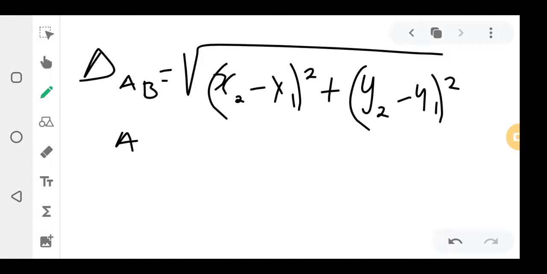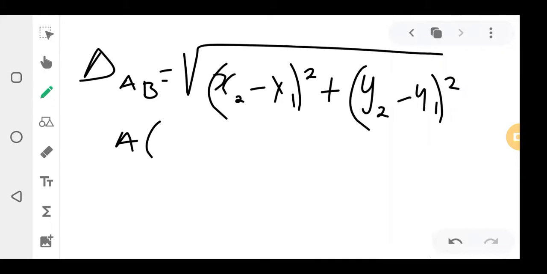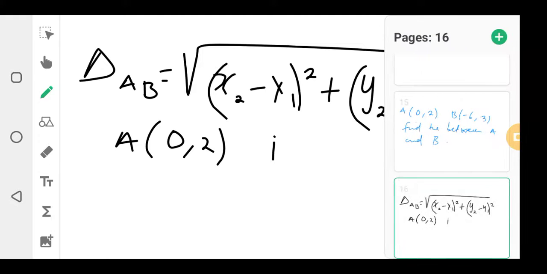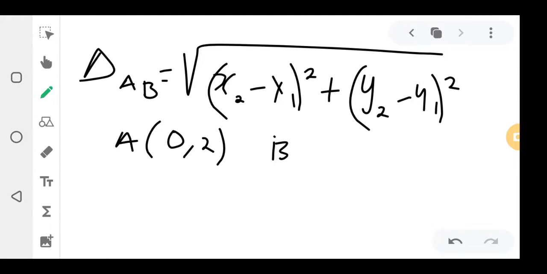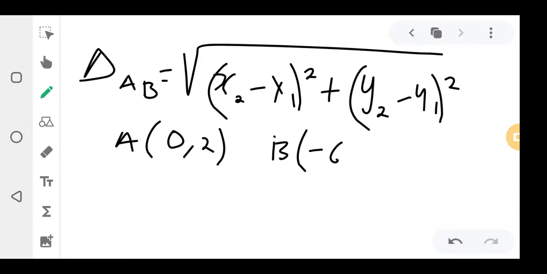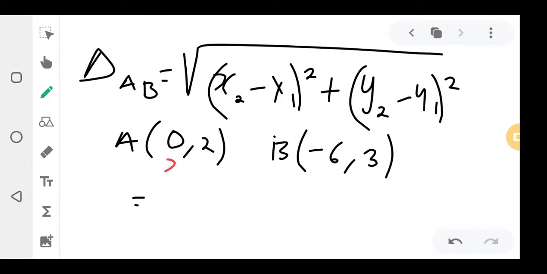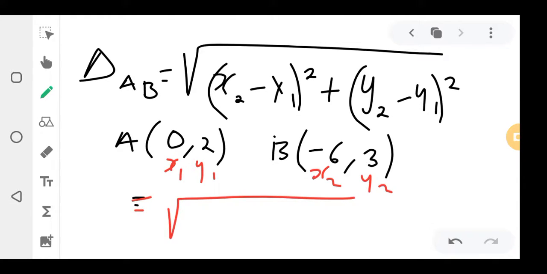So the first point, point A, is what? You label first the points. Point A is 0, 2. Point B is -6, 3. And then you substitute them in the formula. So at first you label them x1, y1, and so on. I think I've taught you this: x1, y1, x2, y2. So now what is remaining is to put them in the formula.